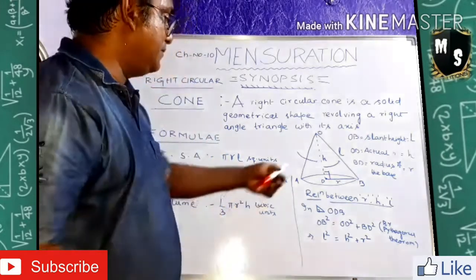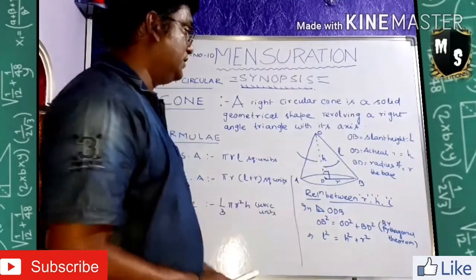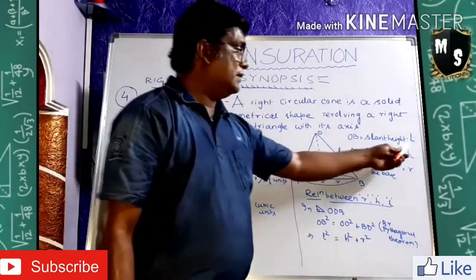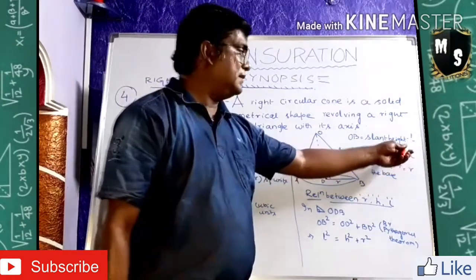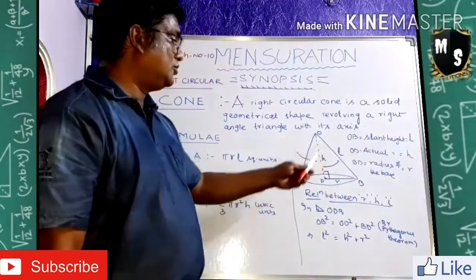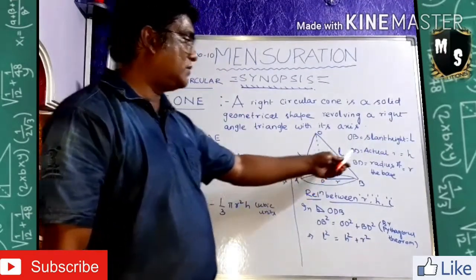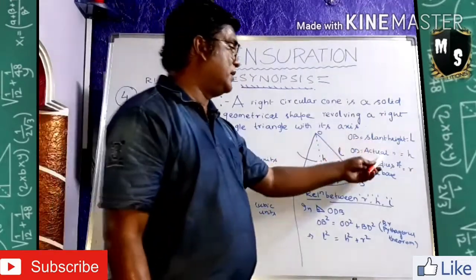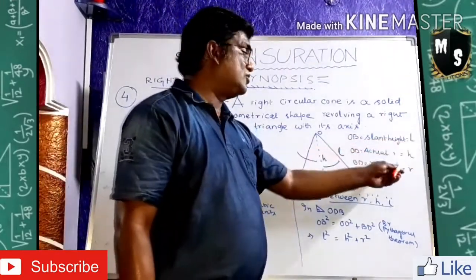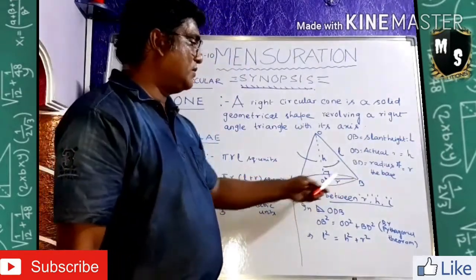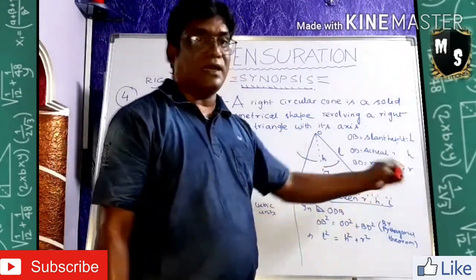Now you see, I already wrote here, OB, the slant height. That is L. The slant height is always called L. And the actual height is OD. OD is called the actual height, H. Don't be confused between slant height and actual height. Slant height is L, actual height is H. And look at BD. BD is called the radius of the base, that is R.